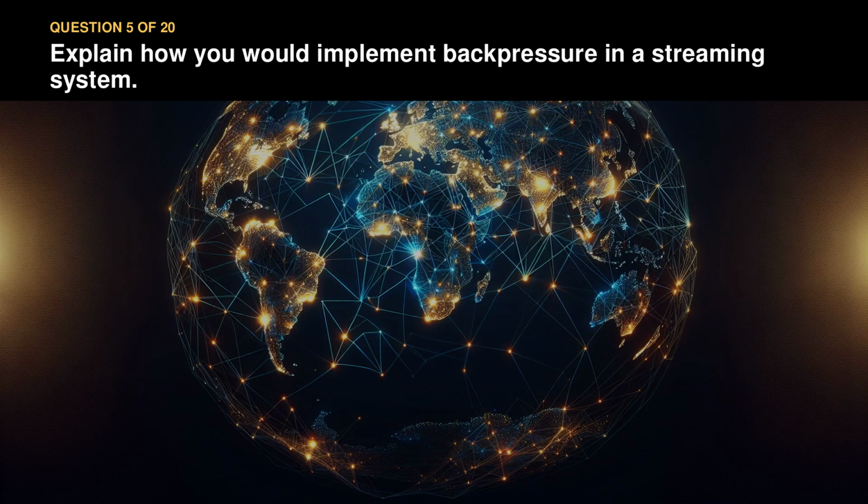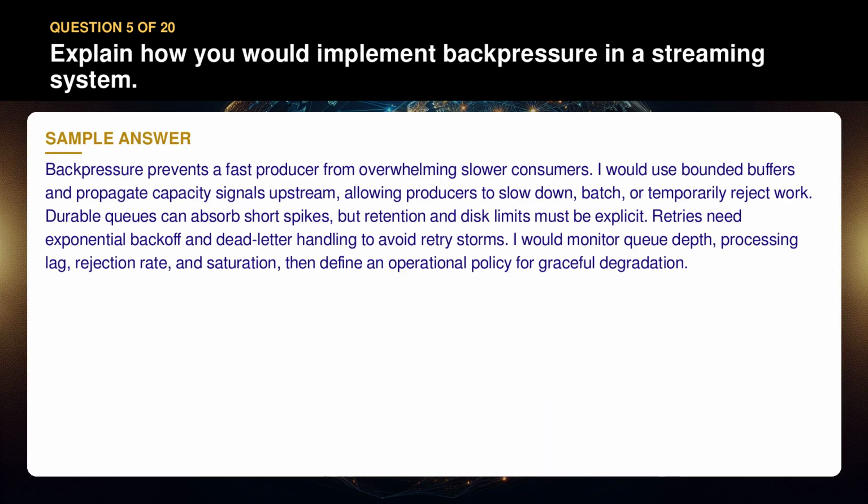Question 5. Explain how you would implement backpressure in a streaming system. Backpressure prevents a fast producer from overwhelming slower consumers. I would use bounded buffers and propagate capacity signals upstream, allowing producers to slow down, batch, or temporarily reject work. Durable queues can absorb short spikes, but retention and disk limits must be explicit. Retries need exponential backoff and dead letter handling to avoid retry storms.